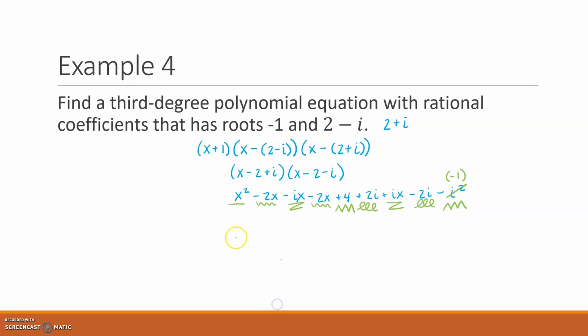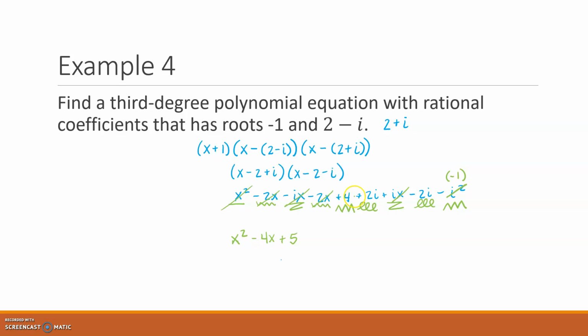All right. So x squared was the only one of its kind, so I'm just going to bring that down. Negative 2x minus 2x would give me negative 4x. Negative ix plus ix, those are actually going to cancel out because it's negative 1ix plus 1ix. So those just cancel each other. I don't need to write it. I've got 4 minus negative 1. 2 negatives make a positive, so this is going to be plus 5.